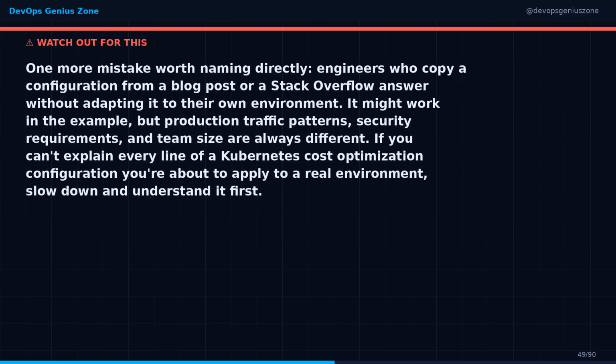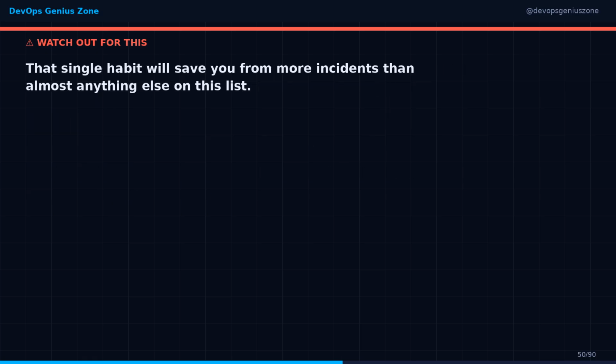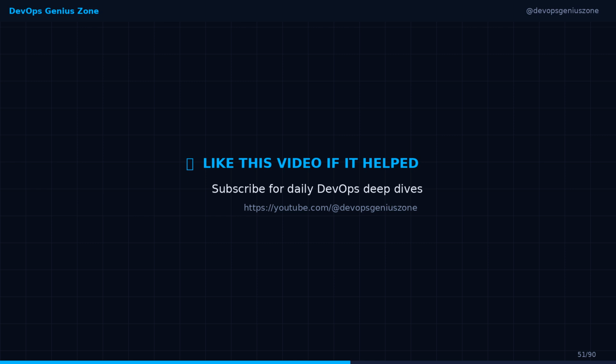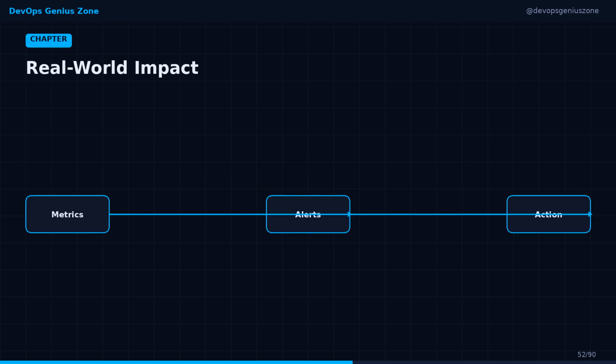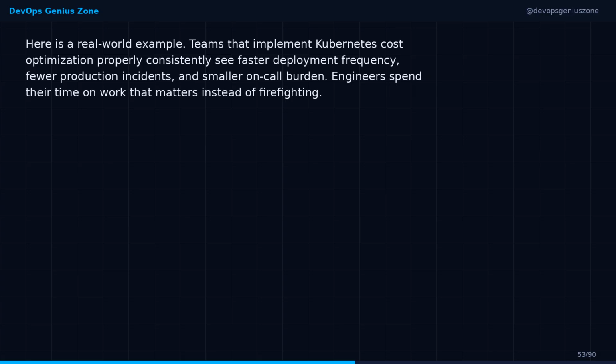Here is a real-world example. Teams that implement Kubernetes cost optimization properly consistently see faster deployment frequency, fewer production incidents, and smaller on-call burden. Engineers spend their time on work that matters instead of firefighting. I recall a team at a healthcare SaaS platform that adopted Kubernetes cost optimization and reduced their mean time to recovery by 80%. That's the kind of impact we're talking about. An enterprise software vendor cut their cloud bill by 40% after properly tuning their Kubernetes cost optimization setup.